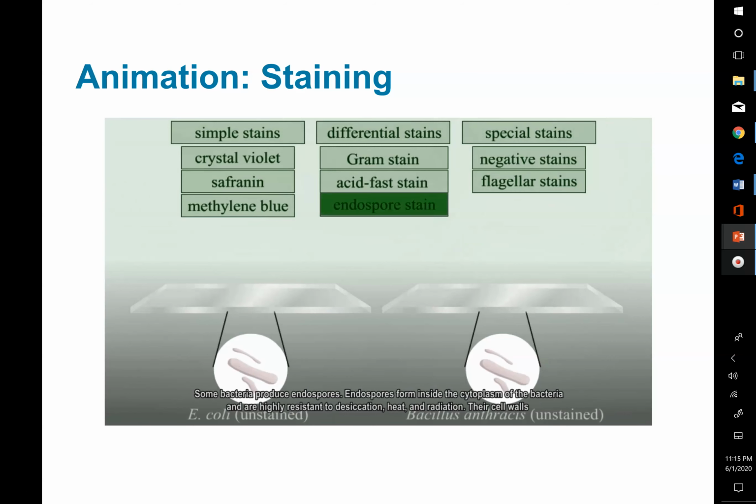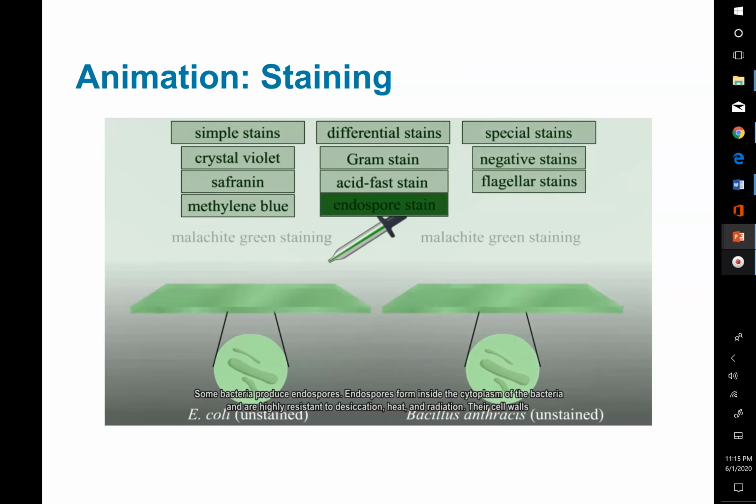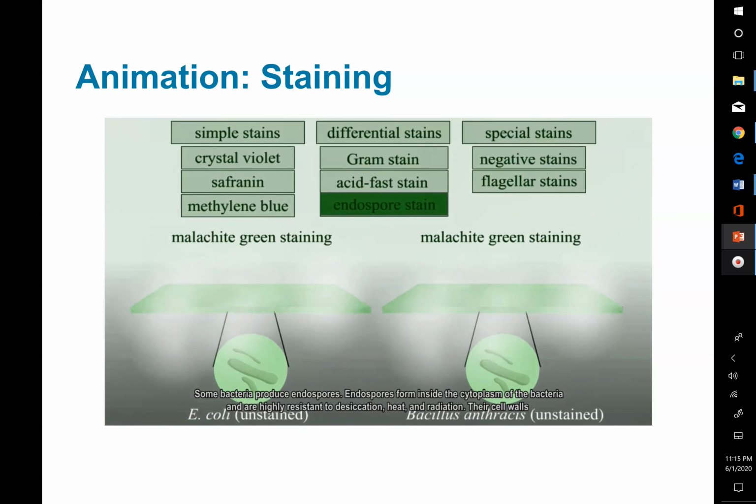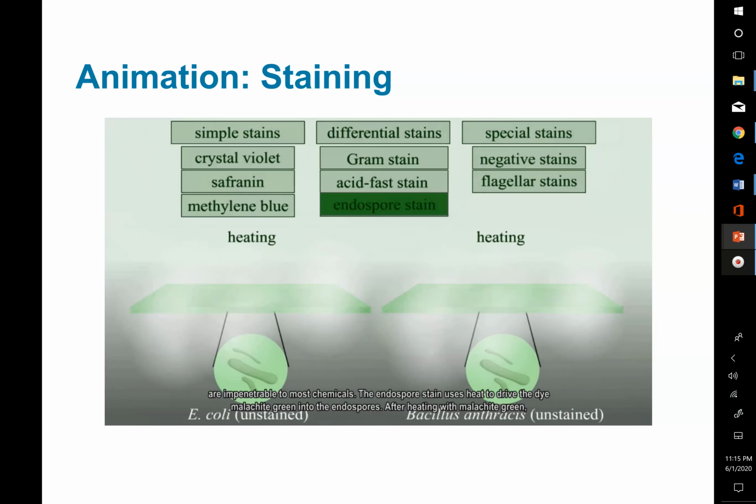Some bacteria produce endospores. Endospores form inside the cytoplasm of the bacteria and are highly resistant to desiccation, heat, and radiation. Their cell walls are impenetrable to most chemicals.